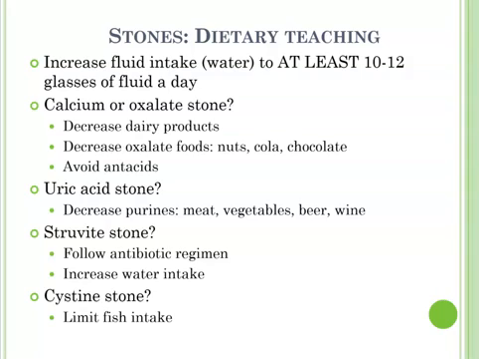A uric acid stone, we want to avoid all those excess proteins. So meats and veggies that have purine in them, we want them to avoid that, as well as beers and wines. And the struvite stone usually comes from a slightly different cause. So when they're on antibiotics, they need to make sure they take a full antibiotic regimen and make sure they're flushing their system with water while they're on those antibiotics. And if the stone is a cystine stone, then we want them to really limit their amount of fish intake.